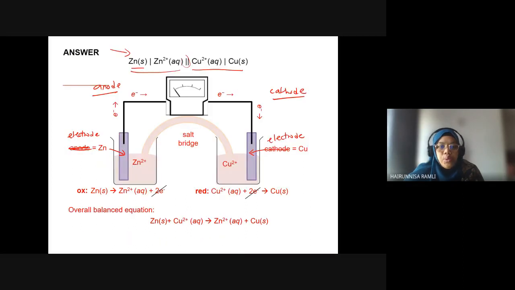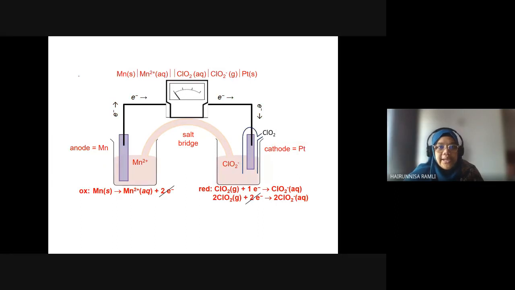Okay, so ini given dah. So kita tahu on the left side adalah anode, on the right side adalah cathode. So in this case, because dia dah memang guna platinum, so you have to use platinum lah. Kena guna apa yang diberi dalam soalan. Lepas tu here, Mn, okay, on the left side, so anode lah. So again, electrode you, you guna Mn lah.